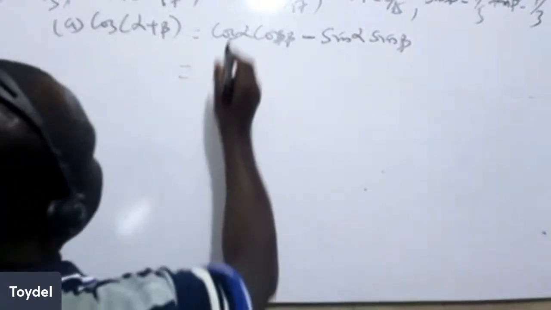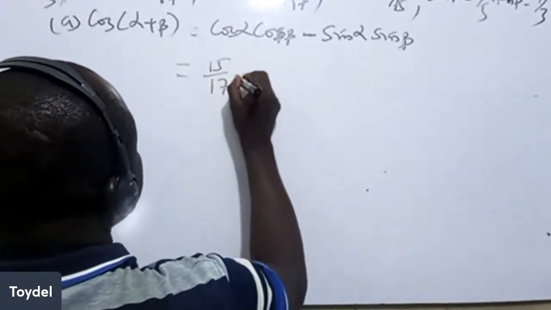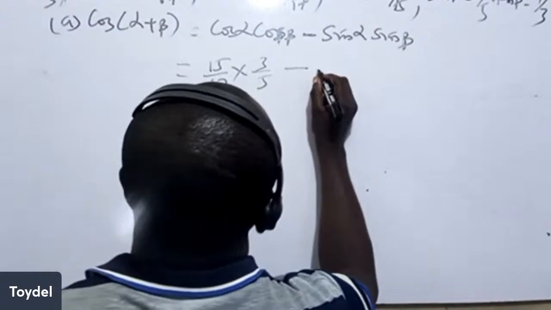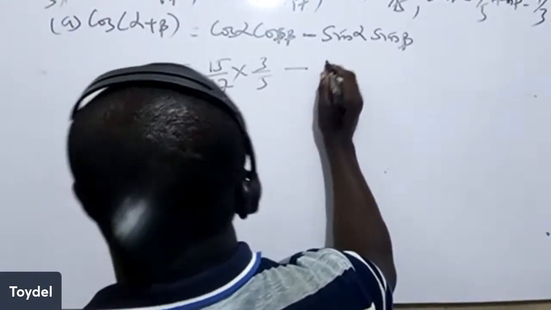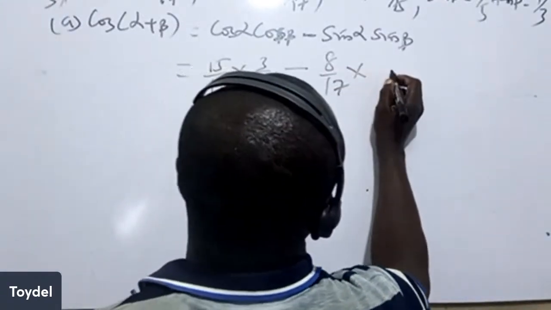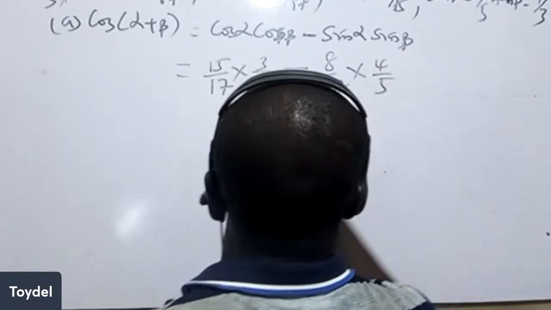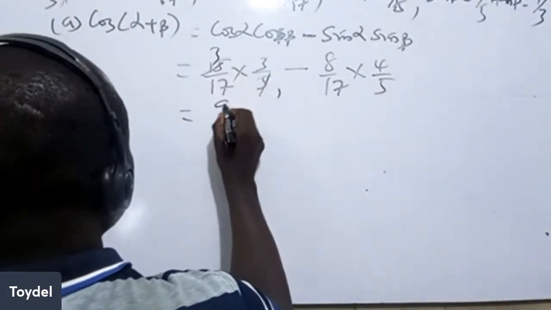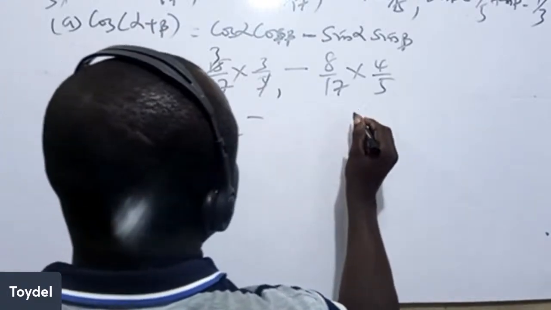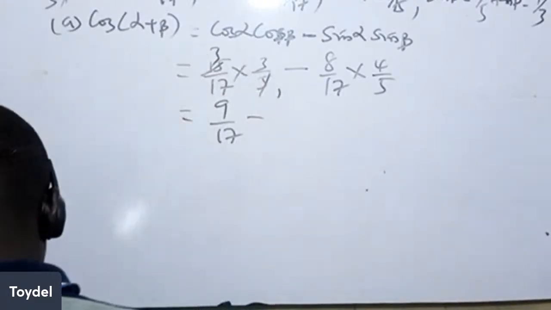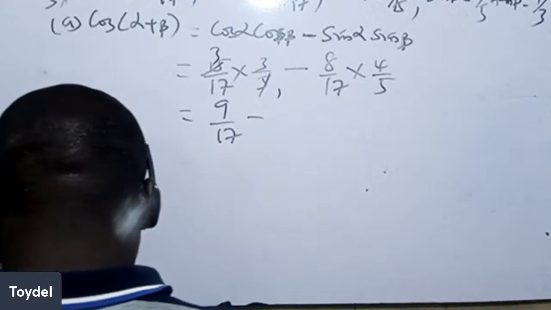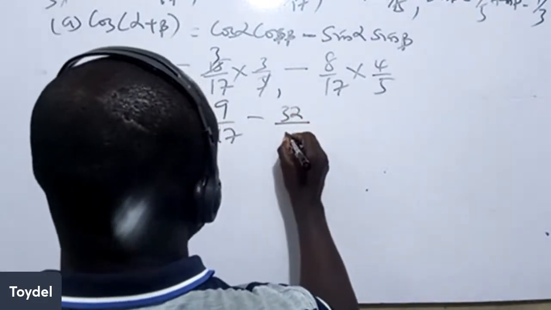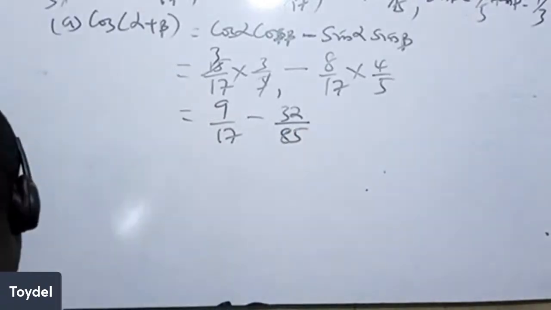So what is cos alpha? Cos alpha is 15 all over 17 multiplied by cos beta. Cos beta is 3 all over 5, minus sine alpha. Sine alpha is 8 all over 17 multiplied by sine beta. Sine beta is 4 all over 5. So if we do that, of course, 5 can take care of this. This is 3. I'm going to have 9 all over 17 minus 32 all over 85. That's what I'm going to get.